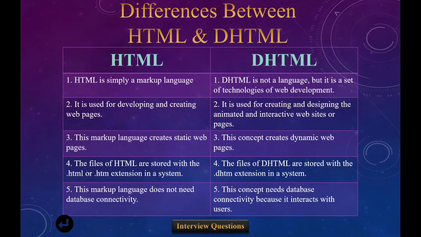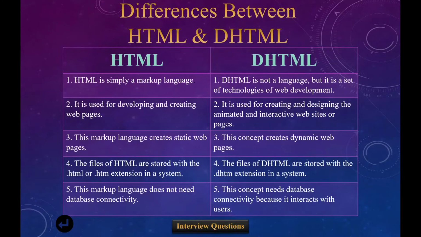Now let us see differences between HTML and DHTML. HTML is a markup language, whereas DHTML is not a language, but it is a set of technologies of web development. HTML is used for developing and creating web pages, and DHTML is used for creating and designing animated and interactive web pages. HTML creates static web pages, whereas DHTML creates dynamic web pages.